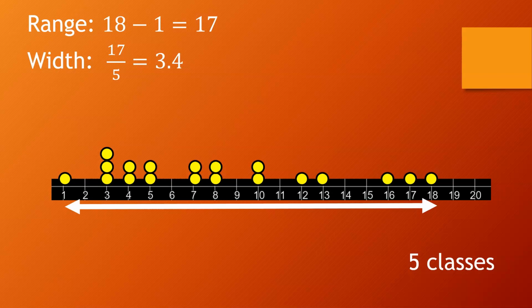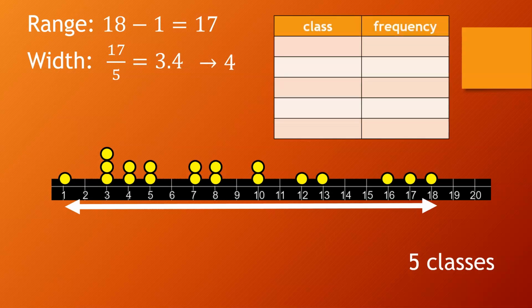So what do we use for the width? Well, no matter what you get when you take the range and divide it by the number of classes, you're always going to use the whole number that is bigger than the number that you got when you divided. In this case, that would be 4. Let's use a table to show our grouped frequency distribution.